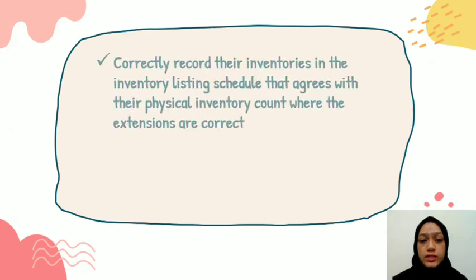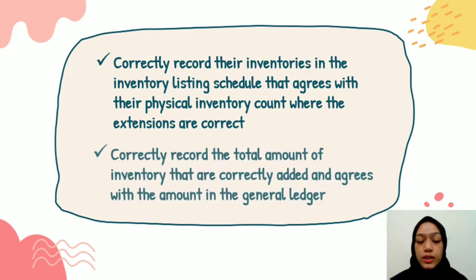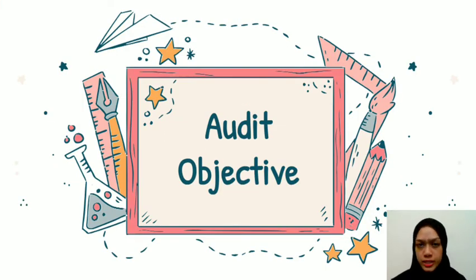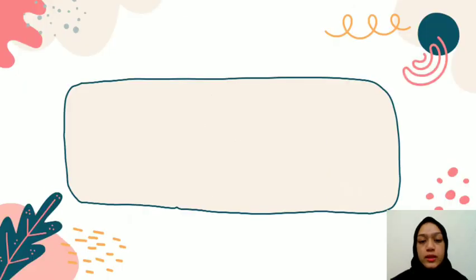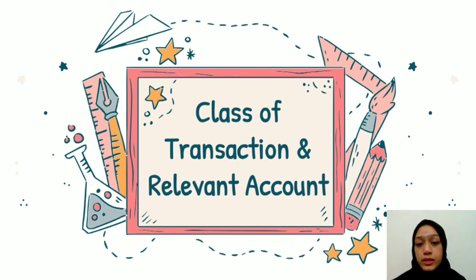The management has to correctly record their inventories in the inventory listing schedule that agrees with their physical inventory count, where the extensions are correct. And then they need to correctly record the total amount of inventory that is correctly added and agrees with the amount in the general ledger. Next, the audit objective for detailed tie-in is to check whether the inventory recorded agrees with the total amount in the general ledger. And then there are 6 classes of transaction and relevant accounts related to detailed tie-in.